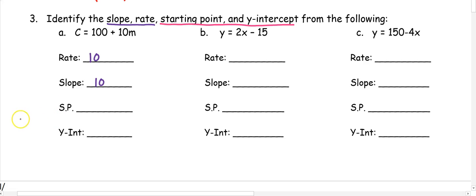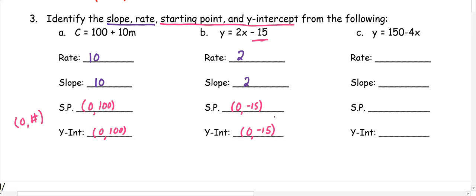Remember when we write starting point or y-intercept, it's always going to be 0, comma, our y-intercept or starting point number. So we would have 0, comma, 100, and our y-intercept would be 0, comma, 100. In B, we have y equals 2x minus 15. So our rate of change is 2. Our slope is 2. And then our starting point would be 0, negative 15, because it's a number that's by itself. And our y-intercept is also 0, negative 15.